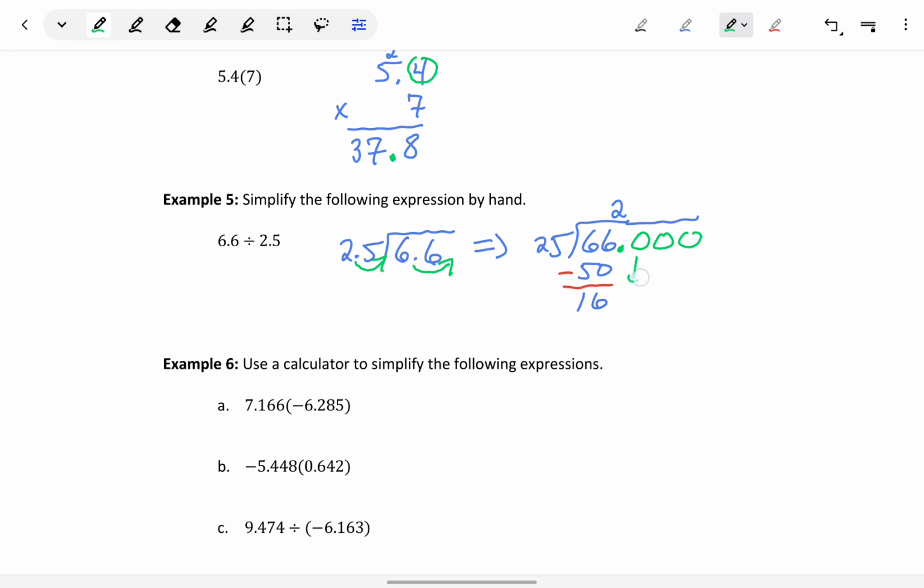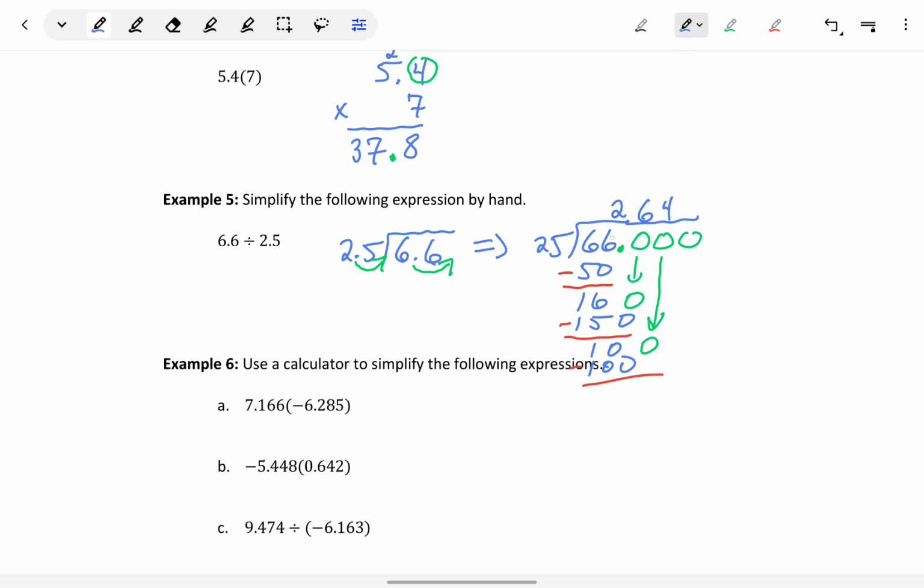So the next thing we do is drop down that 0, and then ask ourselves, how many times does 25 divide into 160, which would be 6 times. 25 times 6 would be 150. We'll subtract, which will leave us with 10. And then we drop down that next placeholder 0 to get 100. 25 divides into 100 4 times. So that'll give us 100, and that will subtract out to 0.